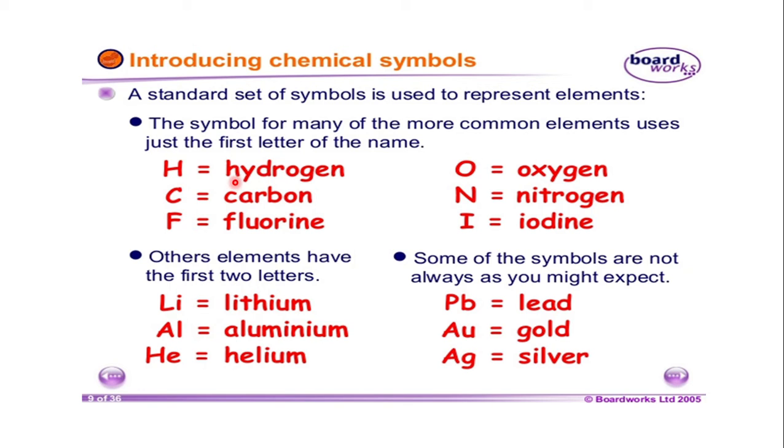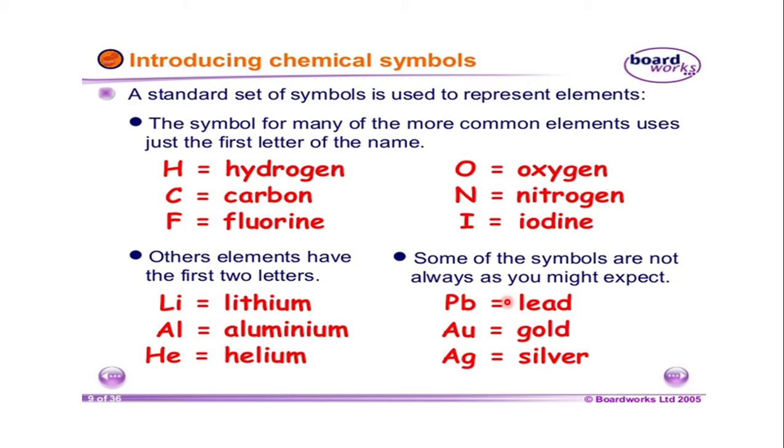Now most of the symbols which are very common have their symbols derived from the first letter of their name. So as you see here, hydrogen H, carbon C, fluorine F. And some elements have their symbols derived from the first two letters. So as you see, lithium Li, Al is for aluminium, He for helium. When you write these symbols, you should remember the first letter should be capital and the second letter should be small.